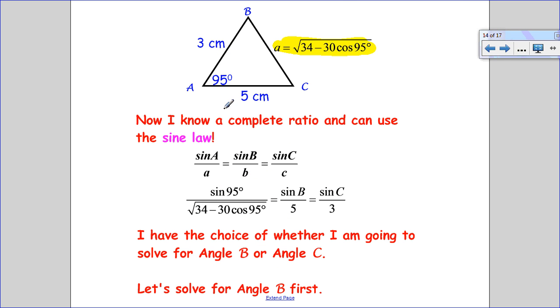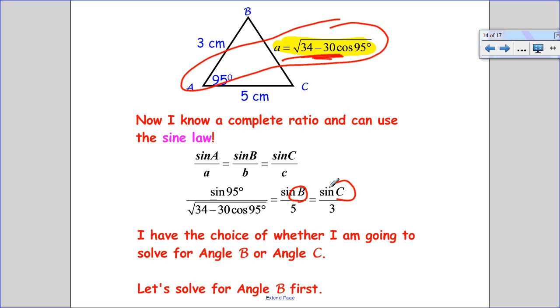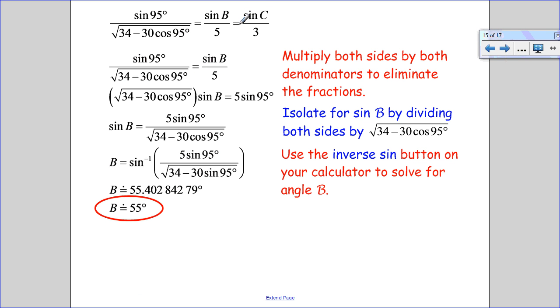Now I know a complete sine ratio here because I know these values here. And you'll notice right here, I went back to putting in the exact value using the square root sign for side A. That way, when I substitute in and solve for angle B or angle C using the sine law, then I'm working with an exact value and I don't have rounding errors. So we're going to start with angle B.